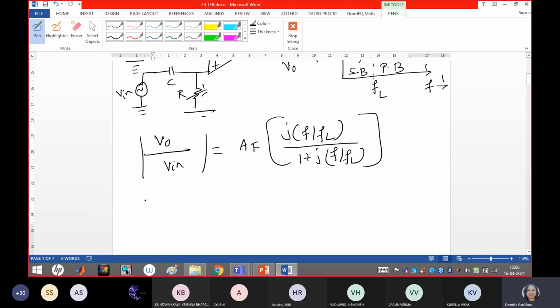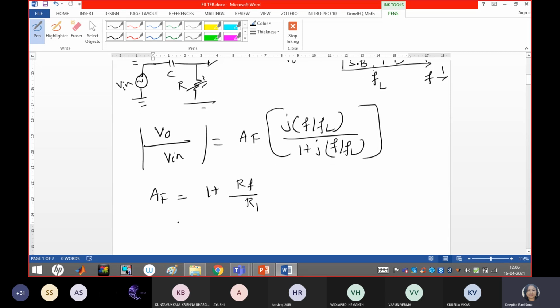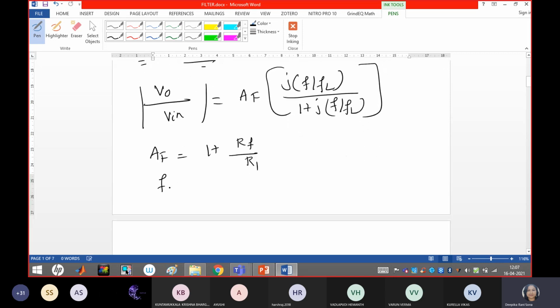So what is the passband gain here? It is similar. AF is 1 plus RF by R1, because we are using the non-inverting configuration for applying the input here. And what is the lower cutoff frequency? FL is 1 by 2 pi RC.